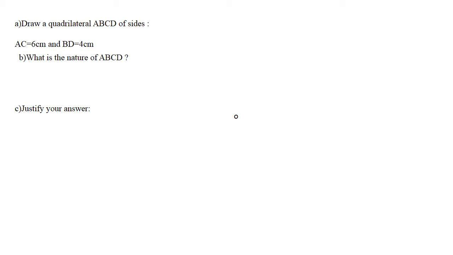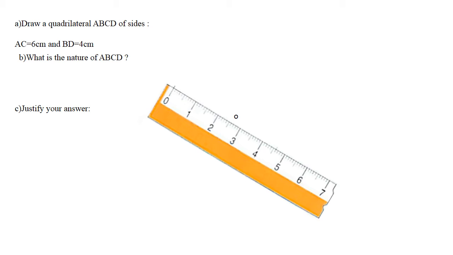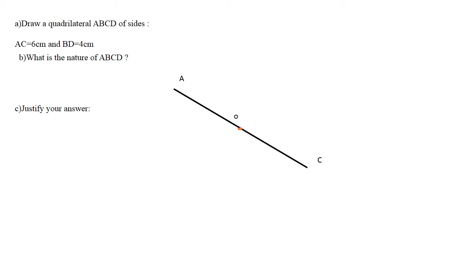Okay, now we're gonna solve this exercise. Please pay attention, use your ruler and draw it with your hand. Part A. Draw a quadrilateral ABCD of sides AC equals 6 cm and BD equals 4 cm. Now I bring my ruler and I take the measure of line AC equals 6 cm. I trace it starting from 0. I put O as the midpoint of the line AC, so AO equals 3 cm and OC equals 3 cm.